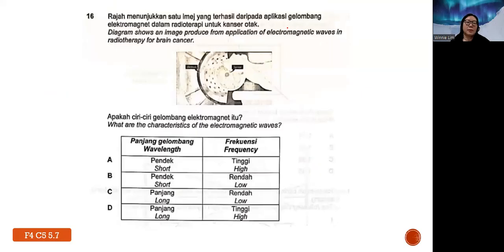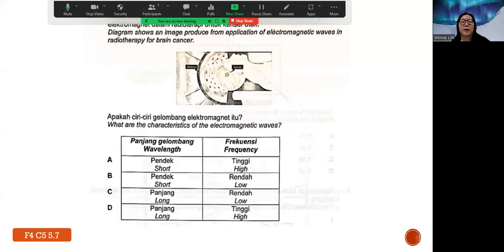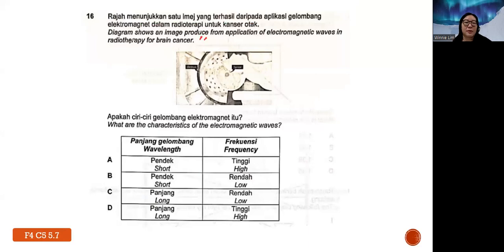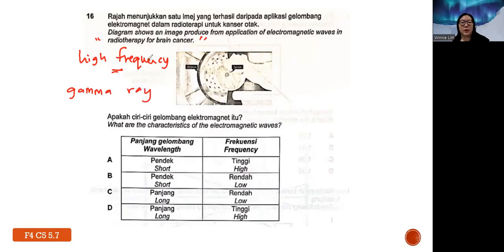Okay, next question, number 16. Diagram shows an image produced from application of electromagnetic wave in radiotherapy for brain cancer. What are the characteristics of the electromagnetic wave? Okay, so for this wave used in radiotherapy for brain cancer, they want to kill cancerous cells. If they want to kill cancerous cells, it has to be high frequency, hence they actually have this high energy to be able to kill the cancerous cells. So basically this is referred to gamma ray. So they indeed have very high frequency.